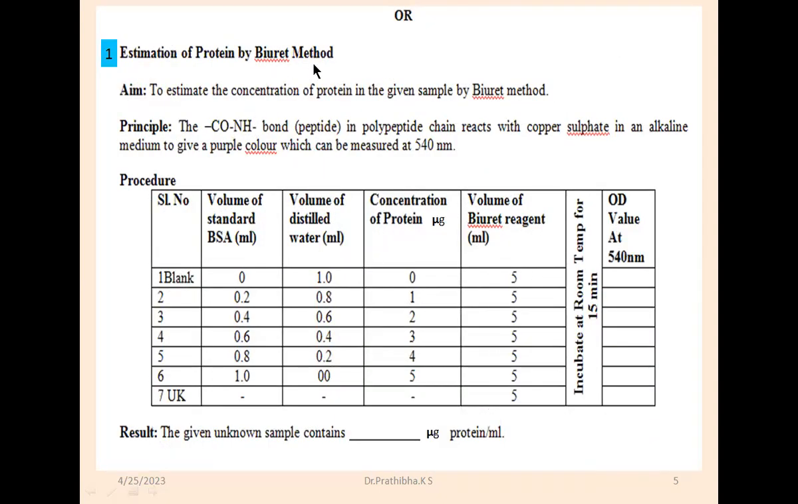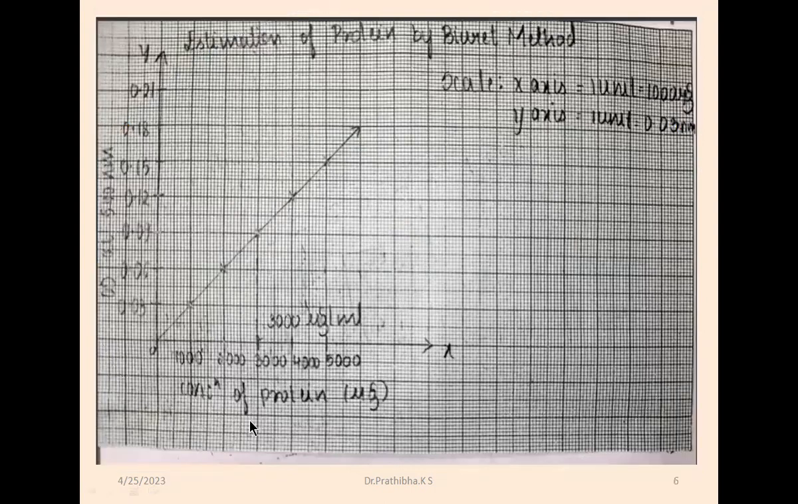Next, our biuret method. Here, to estimate the concentration of protein in the given sample, biuret method. So this is the principle behind the experiment. Procedure in the tabular column. Compulsory, you need to write the procedure in the tabular column only, not in a sentence or flow chart. Then the result: you need to write, the given unknown sample is found to be dash amount of microgram protein per ml. And this is the graph here.